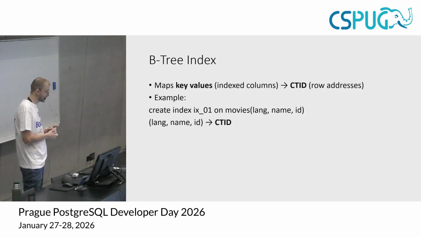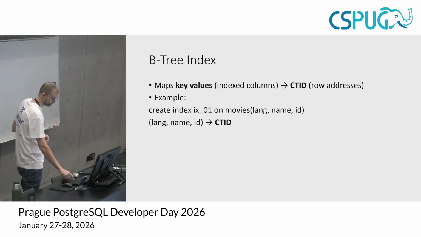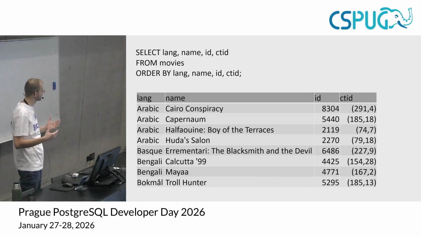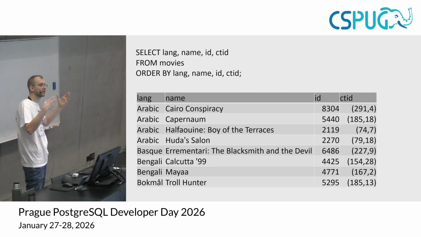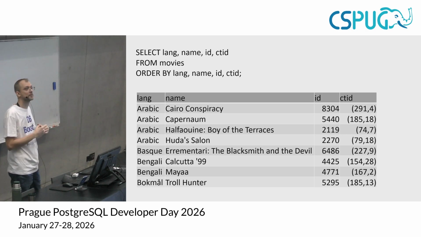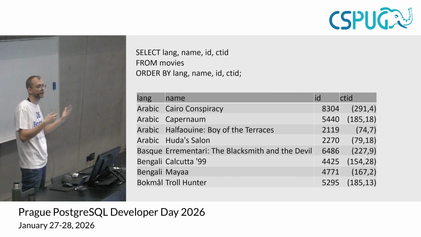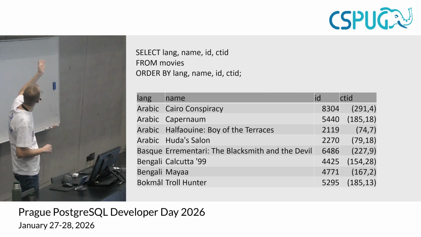So let's create an index for language, name, and ID. You can visualize your leaf level using a query like this. You just put the indexed columns in the select clause and in the order by clause. If you define your index with some ascending, descending order, you have to reflect it in the order by, of course. So this is how the leaf level looks like.